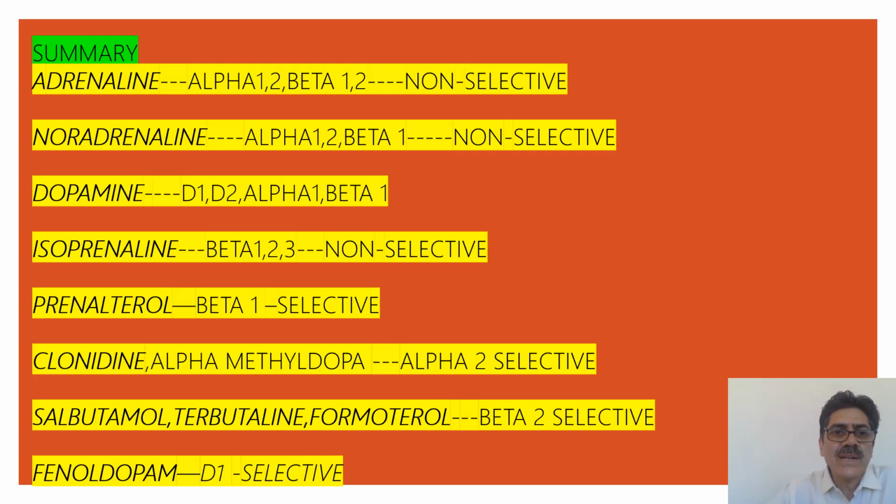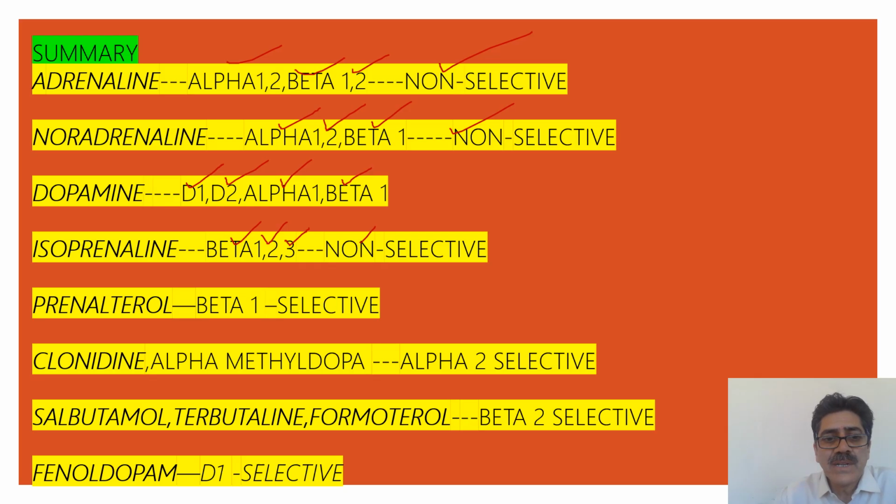Now let us summarize it. Adrenaline is no doubt a sympathomimetic agent. It can act on the alpha 1, alpha 2, beta 1, and beta 2 receptors, so it is non-selective in its action. Similarly, noradrenaline can act on alpha 1, alpha 2, and beta 1 receptors, but doesn't act on the beta 2 receptor, and again it is non-selective. Dopamine can act on dopamine receptors D1 and D2, and some on alpha 1 as well as beta 1, again non-selective. Similarly, isoprenaline can act on beta 1, beta 2, and beta 3 receptors, so it is non-selective in its action.